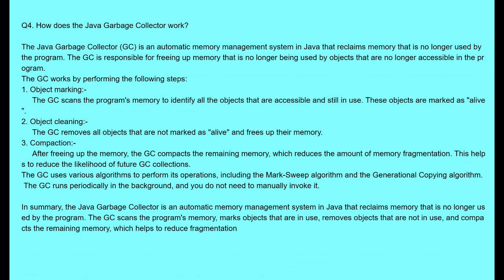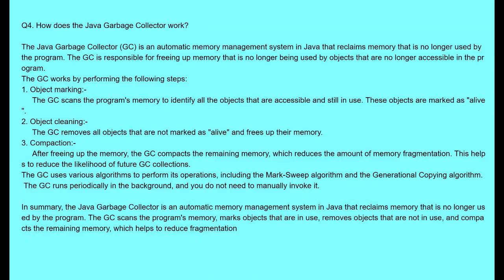How does the Java garbage collector work? The Java garbage collector, GC, is an automatic memory management system in Java that reclaims memory that is no longer used by the program. The GC is responsible for freeing up memory that is no longer being used by objects that are no longer accessible in the program.